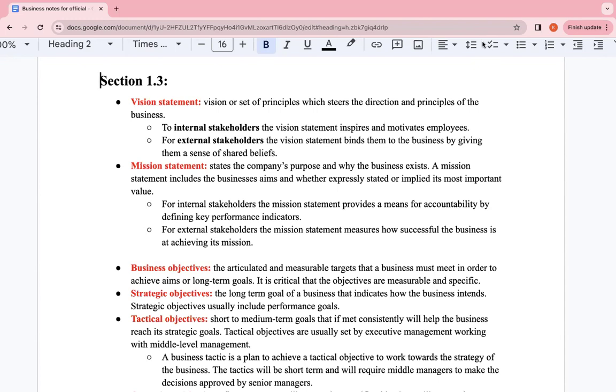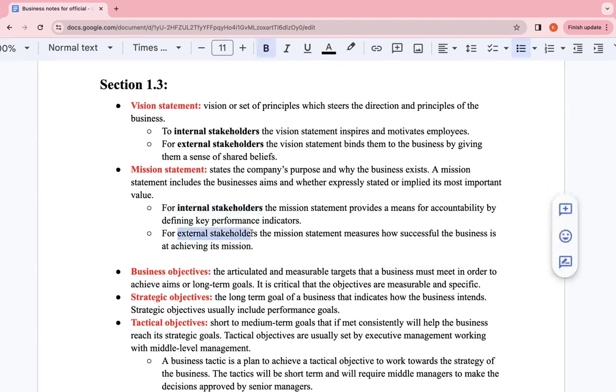So we're going to begin. First, we're going to be talking about the vision and mission statements. What are they, and what's the difference between them? Because they're both statements, but what differentiates them and what they are specifically to external stakeholders and internal stakeholders. Now, especially in the new syllabus of business management beginning May 2024, knowing your stakeholders is extremely crucial and important. So let's begin.